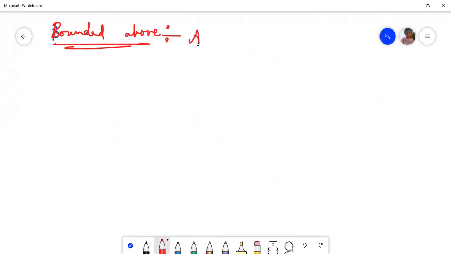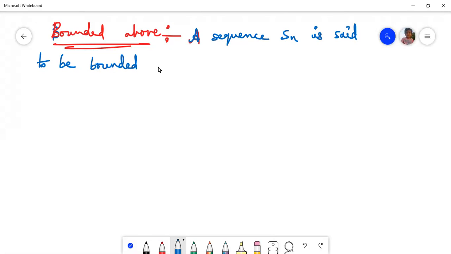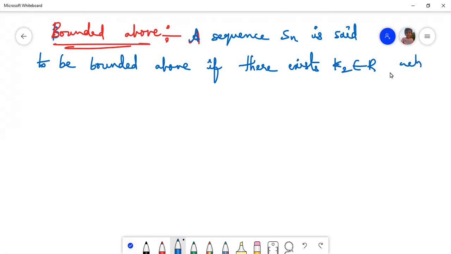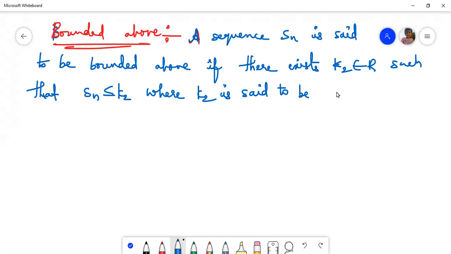Bounded above means a sequence Sn is said to be bounded above if there exists K2 belongs to capital R such that Sn is less than or equal to K2, where K2 is said to be the upper bound.